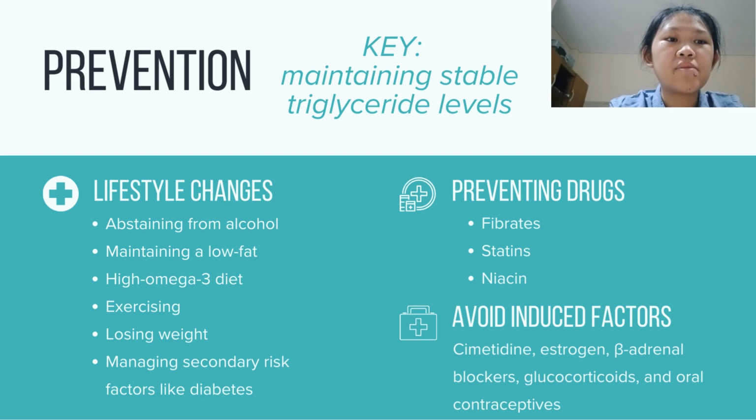The aspects of a healthy lifestyle are abstaining from alcohol, maintaining a low-fat, high omega-3 diet, exercising, losing weight, and managing secondary risk factors like diabetes. Foods with a high glycemic index raise the synthesis of VLDL cholesterol and encourage the liver to produce triglycerides. Administering preventive drugs such as fibrates, statins, and niacin requires caution due to potential adverse effects. Preventing HTG-AP also requires avoiding variables that can cause it, such as cimetidine, estrogen, beta-adrenergic blockers, glucocorticoids, and oral contraceptives.